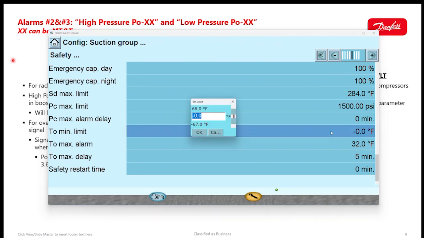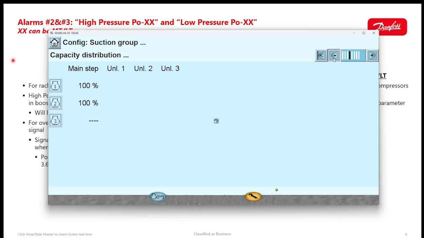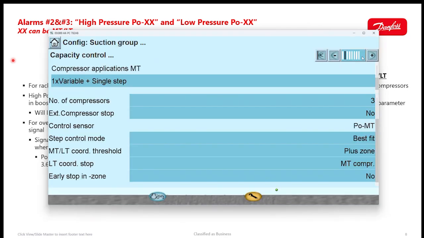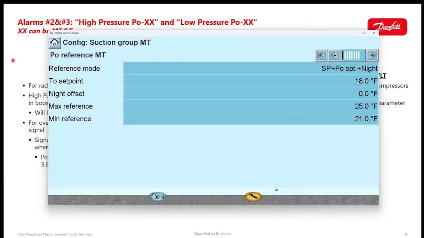the setting that we discussed in session 1 that is related here is this TO min limit. So as soon as we drop in saturated suction temperature below this TO min limit, we're immediately going to shut off all of our compressors on that either medium temp or low temp suction group. I'll just also quickly rehash here that we also have the setting for pump down.